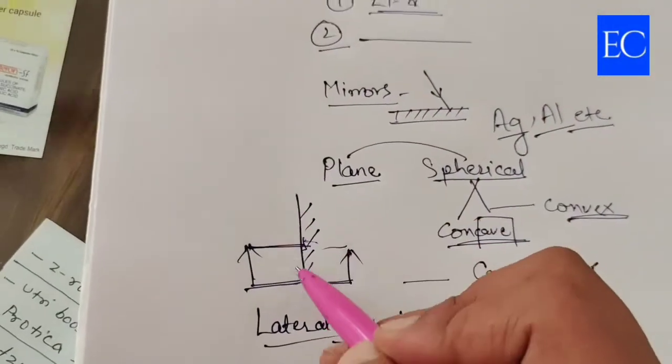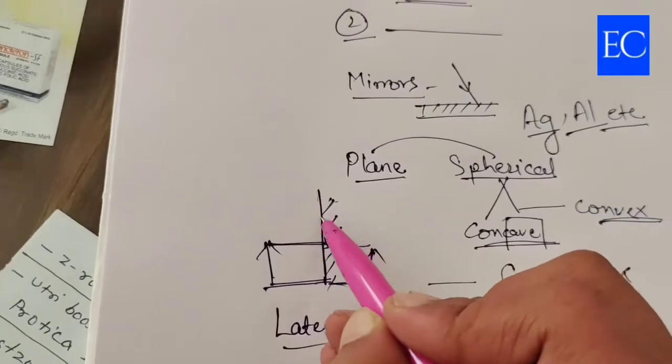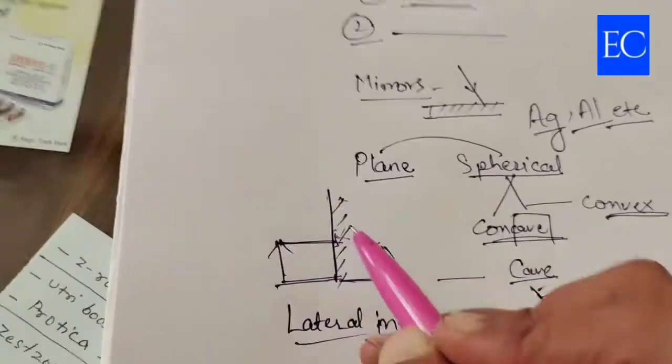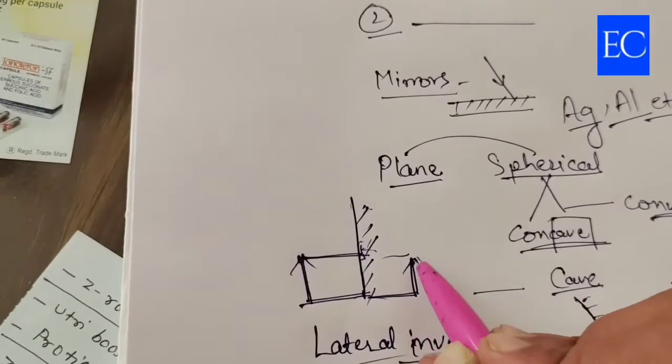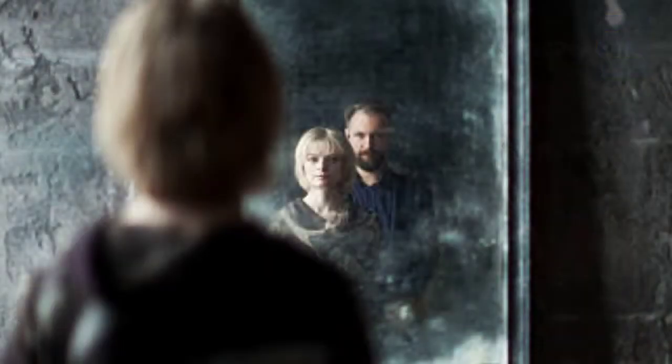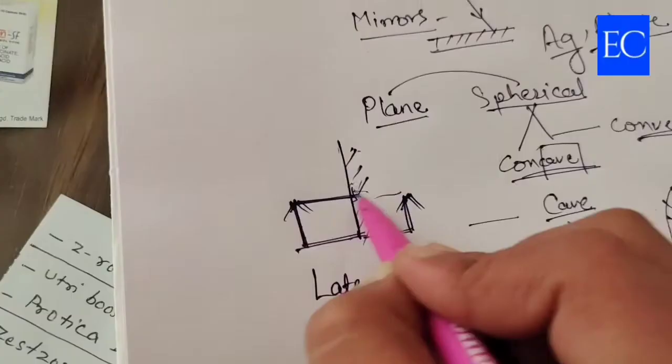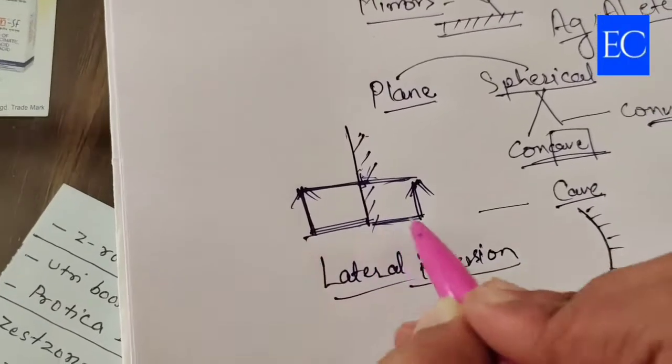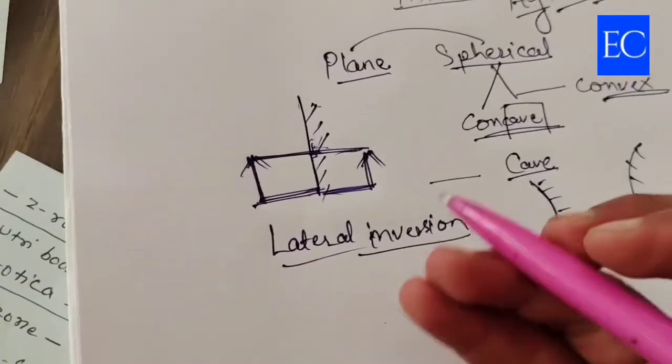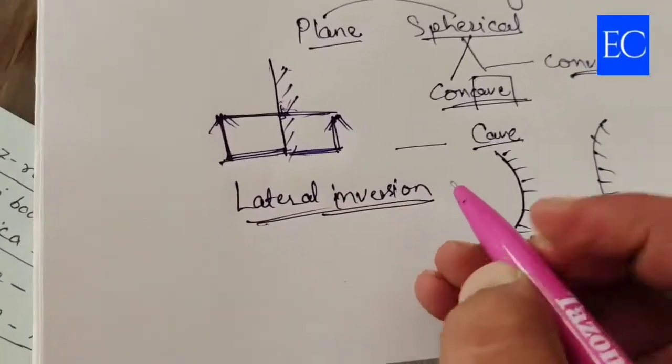You all know about the plane mirrors. This is the plane mirror, and this is a diagram for the plane mirror. This is a very rough diagram, I'm sorry for that. A plane mirror forms the image of the same size as the object. You are quite familiar with that. And it forms the image behind the mirror. The distance from the mirror of the image and from the mirror of the object is the same. And this shows a property called lateral inversion.